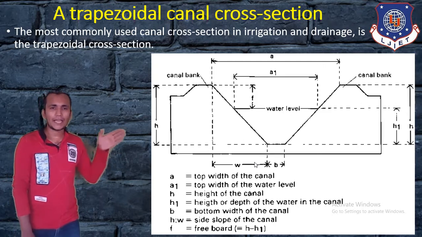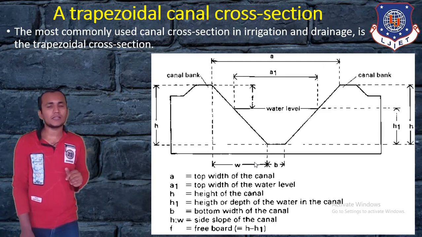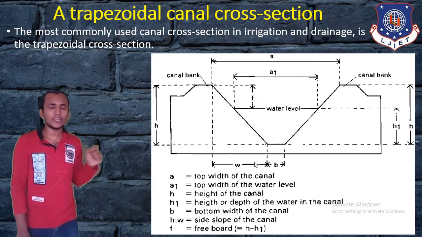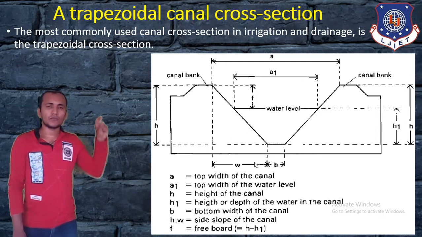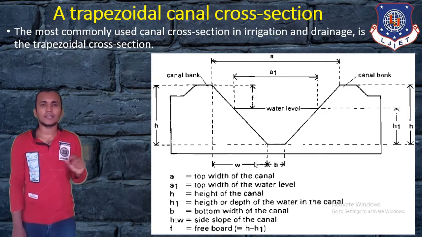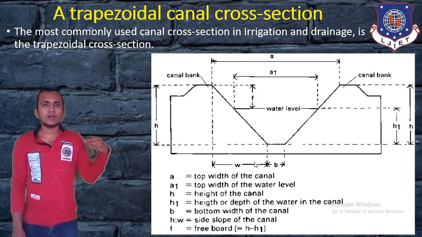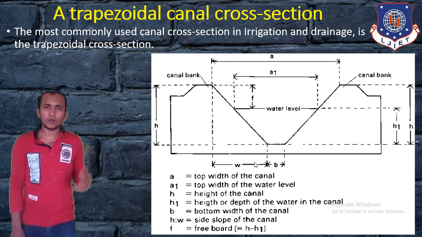Okay, that means the slope, H and W, are in equal ratio. That is a good design consideration for canal management. So the H and W ratio is very important. Then F, that is the freeboard. You can see F, the water level in the canal, the freeboard space, that is F is equal to H minus H1. So that is a design consideration for a trapezoidal canal cross section.